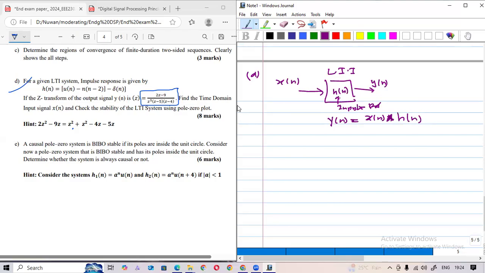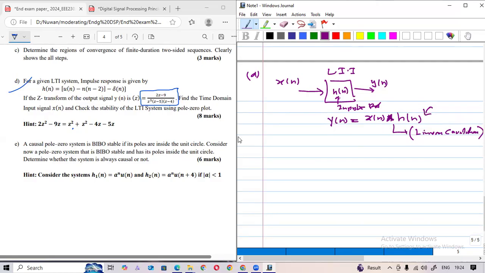Actually here, only a non-periodic sequence is there, so this is a linear convolution. Here you have to use the linear convolution. Linear convolution is not much difficult for discrete time signals, but for continuous time signals the convolution is very much difficult. So maybe you can calculate the linear convolution also.